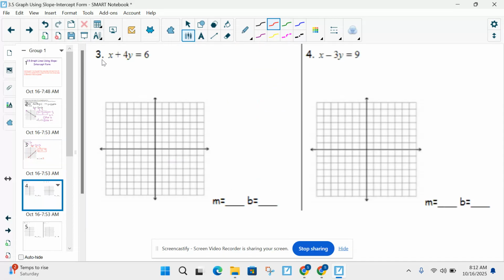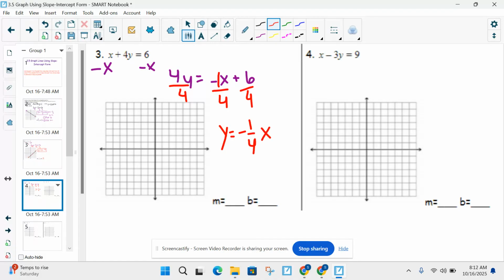For question 3, we would start by subtracting x over and get 4y equals negative x plus 6, and then divide everything by 4. So we would get y equals, now this would be negative, remember there's an invisible 1 here, so negative 1/4 would be our slope, so negative 1/4 x, and then plus 6/4 or 1.5.